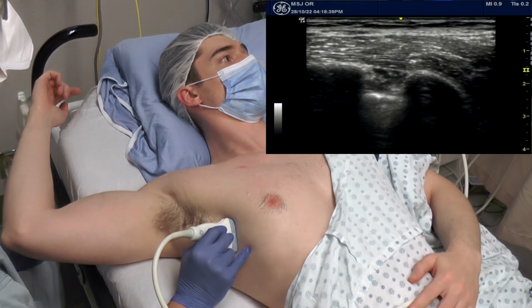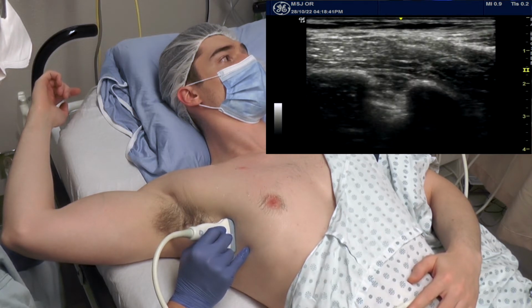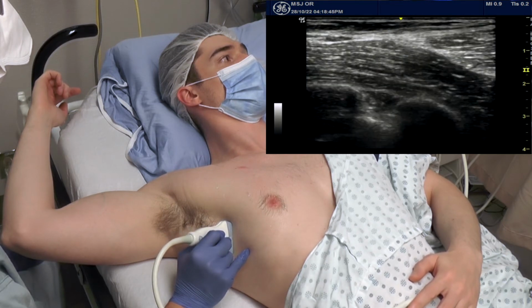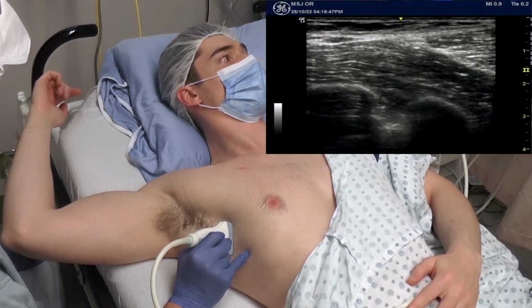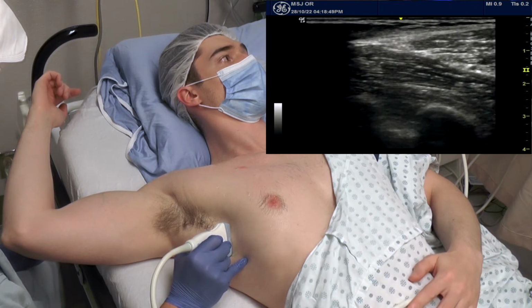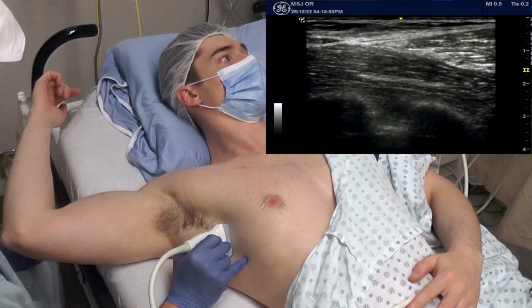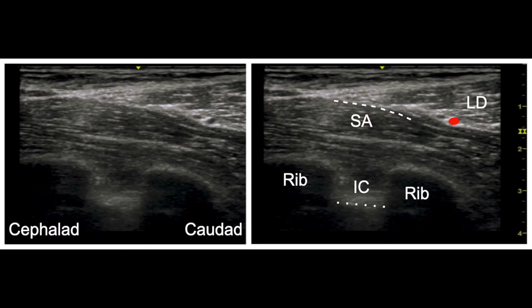And as we scan more laterally and posteriorly, we see a slip of the latissimus dorsi muscle coming in with the thoracodorsal artery just between the latissimus dorsi muscle and the serratus anterior muscle. In this labeled ultrasound image, LD is latissimus dorsi muscle and SA is serratus anterior muscle. The red dot is a thoracodorsal artery.